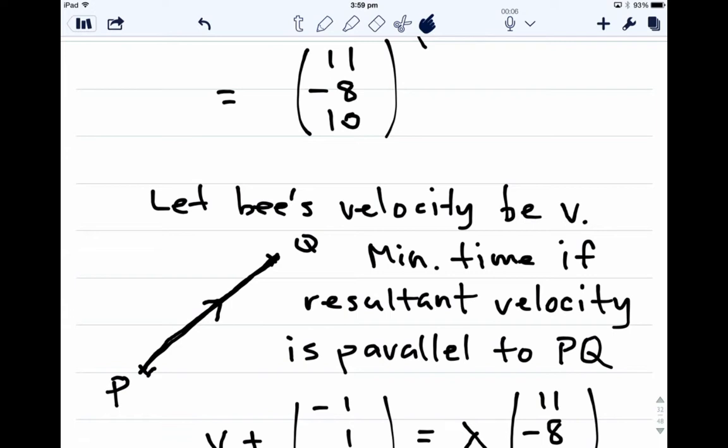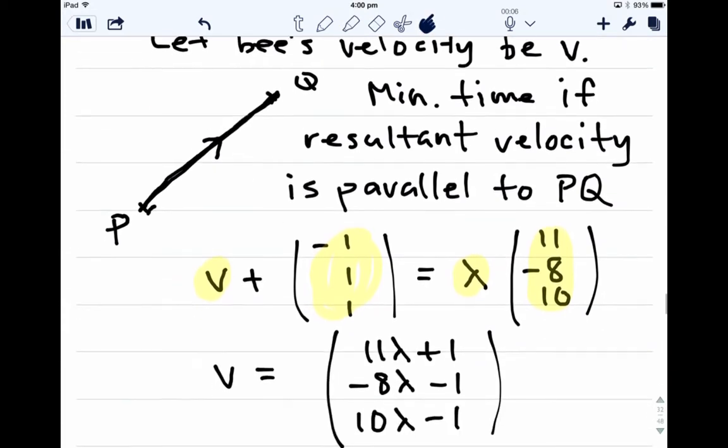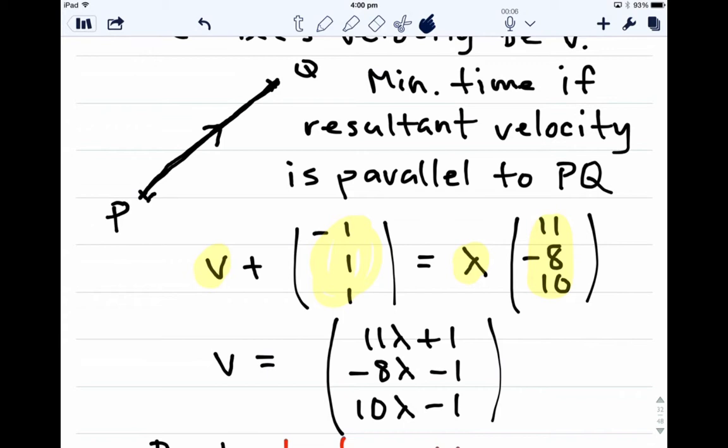In other words, written algebraically, it looks like this. The bee's velocity, which we're calling v, in component form with an x, y, and z component, plus the wind, is going to be some scalar multiple of the vector in the direction of P to Q right here. Let's do a little bit of algebra on that. If I subtract the wind from both sides, I get this expression, which is an expression for the velocity of the bee in terms of lambda.